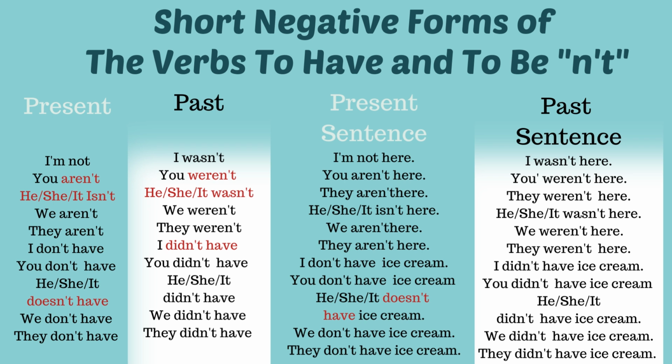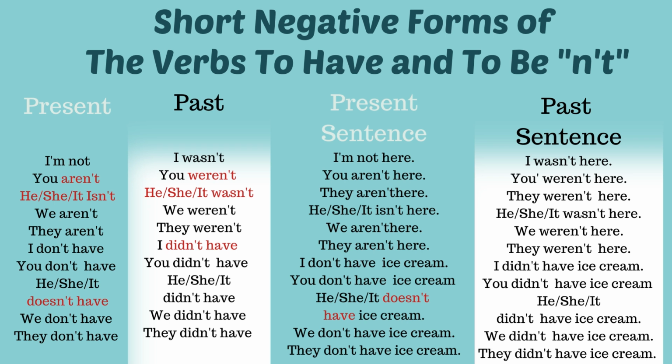We aren't, they aren't, I don't have, you don't have, he, she, it doesn't have, we don't have, they don't have. Okay, so these are the present short negative forms of to have and to be. Let's go to past. Past negative forms of the verbs to have and to be.